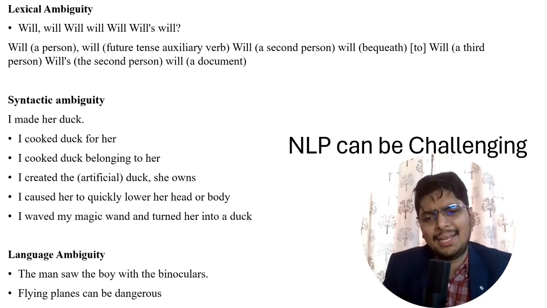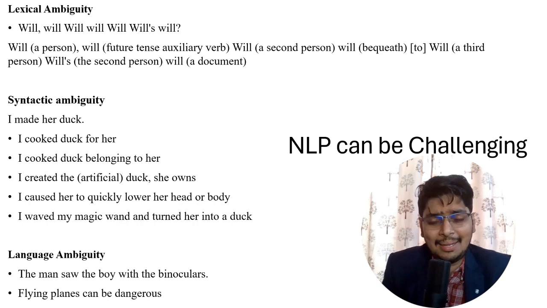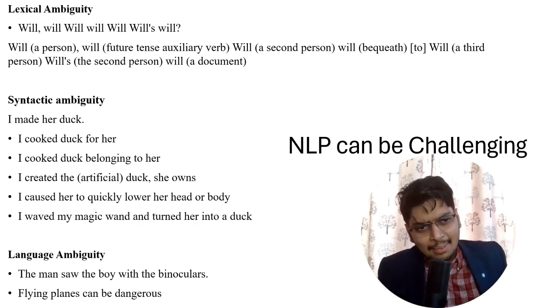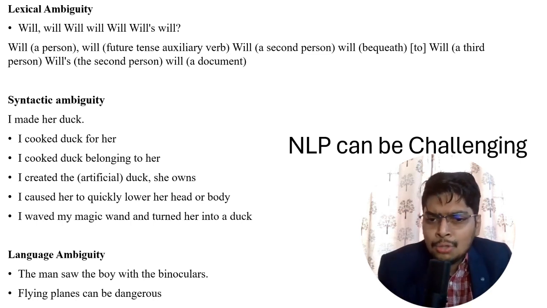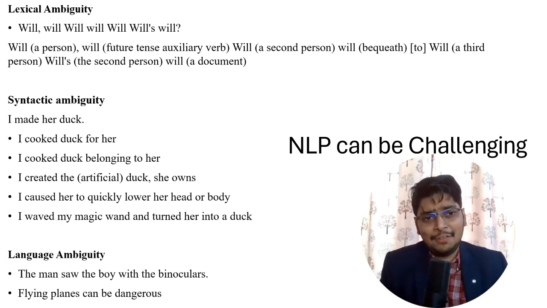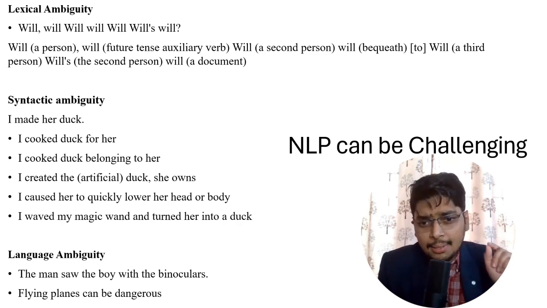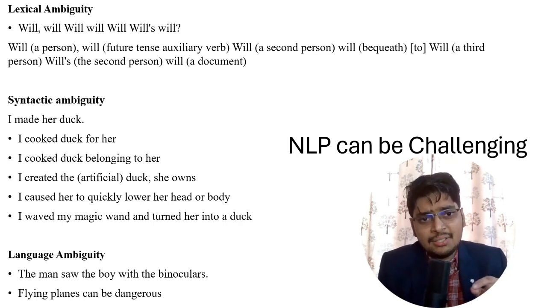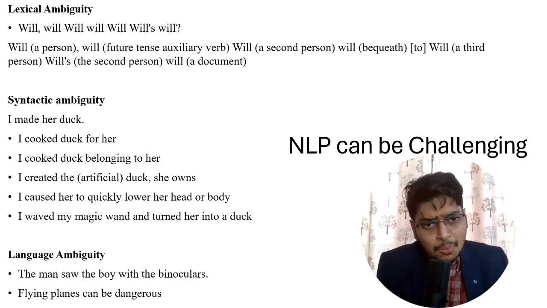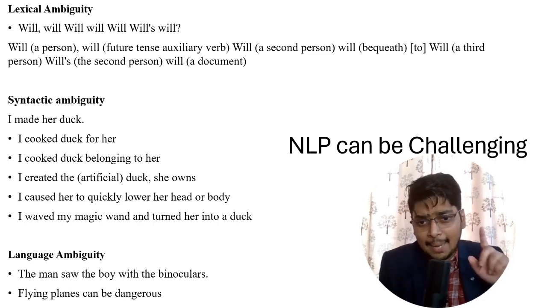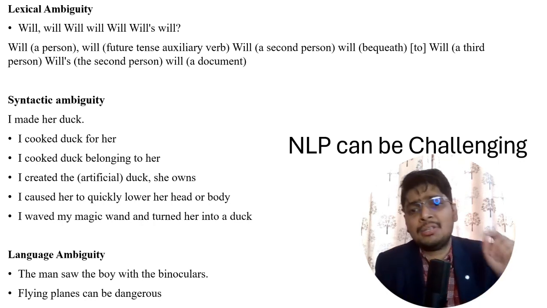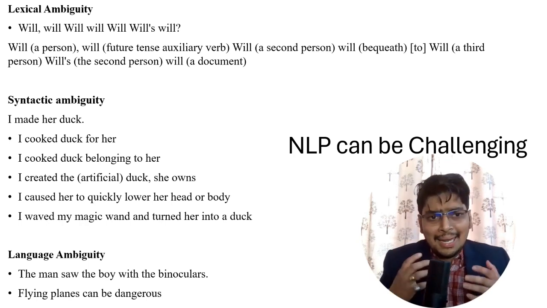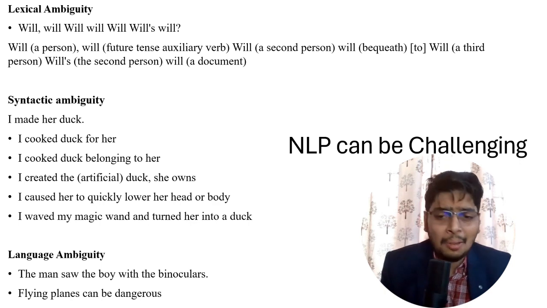Similarly, in NLP, it can sometimes be challenging also. For example, take lexical ambiguity. There's one example in the PowerPoint, it says Wills will. Everything is will here, but the first Will before the comma is a person, and the other will is a future tense auxiliary verb. Then the other Will with a capital W is the second person, and the other will is actually the third person. Will's will means the second person's will or document. So lexical ambiguity is a major problem in NLP.